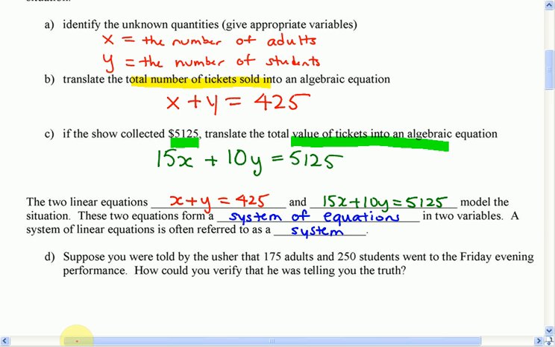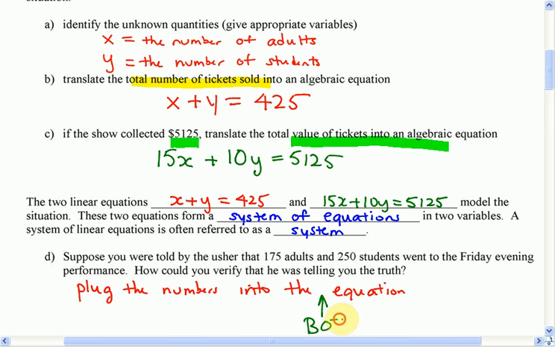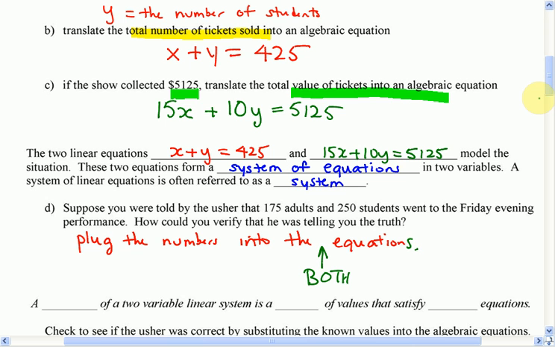You're saying plug the numbers into the equation, okay? But I want you to please write down and put an arrow here because I want you to say both equations. You can't just put it into one because there's two equations that describe the scenario. The answer has to satisfy both equations. So don't just be lazy and plug it into one. Plug it into both.